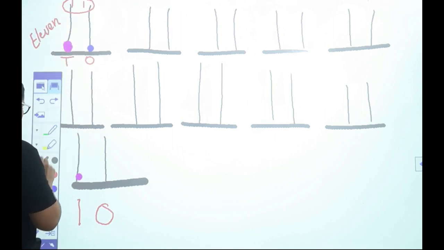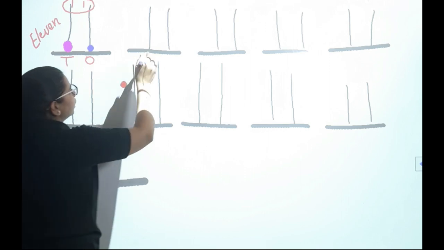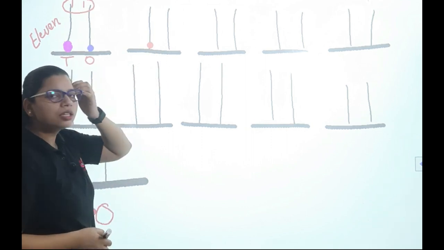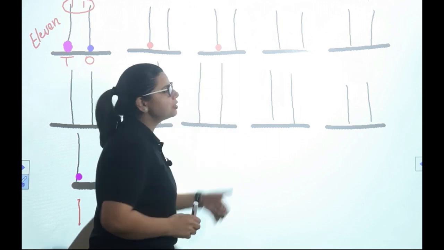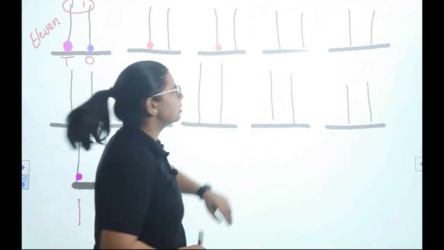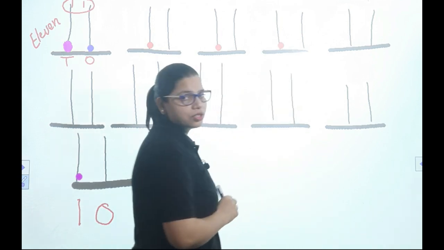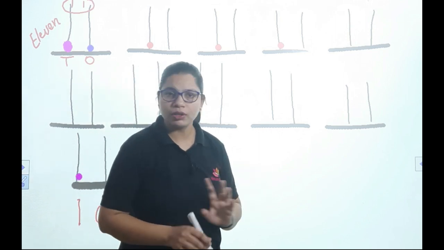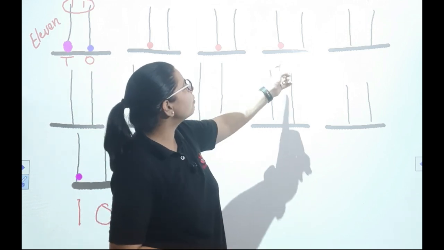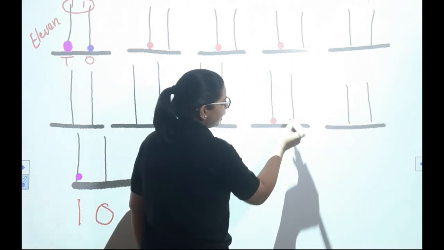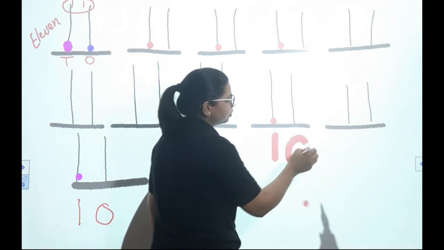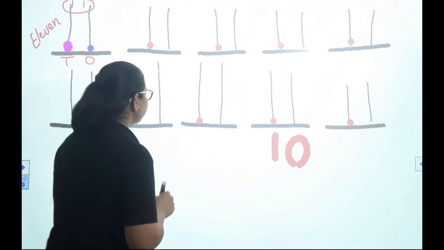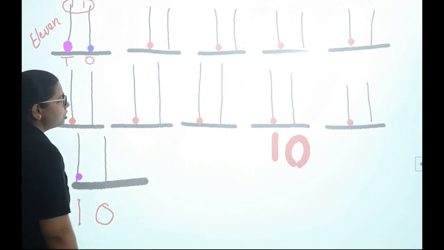Eleven. Correct. Okay. Now, if it contains 1, it is 10. 1 tens, 0 ones. Again, it is 10. 1 tens, 0 ones. If there is 1 bead on 10's rod and no beads on 1's rod, that means it is 10, 1 and 0. This is 1 and here it is 0.